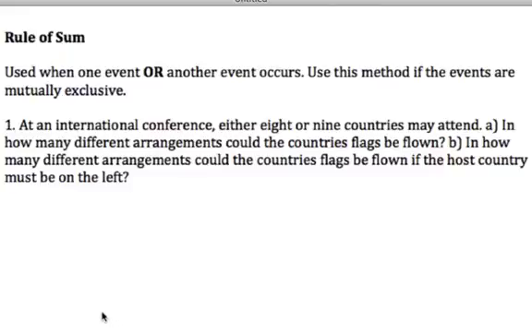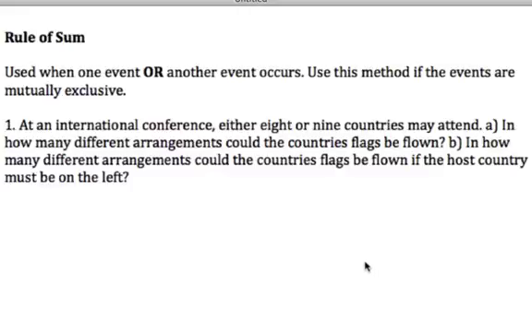Now, another strategy that we're going to use when solving problems involving permutations is the rule of sum. When one event or another event occurs, we use the rule of sum. Now, recall that events that cannot occur at the same time are said to be mutually exclusive. And so in cases when that occurs, we're going to be using the rule of sum.